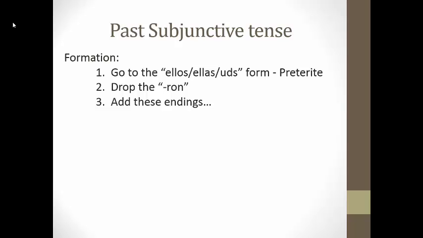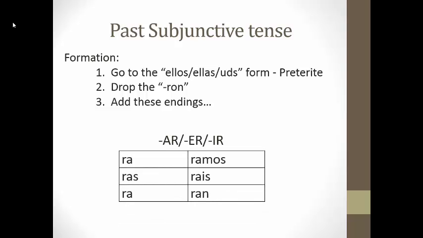Okay, remember in preterite, if you have an AR verb, your endings are a, aste, o, amos, aron. And your ER-IR forms are i, iste, io, imos, ieron. Okay, so we're going to be going to that aron or ieron form. Then we're going to drop off ron.